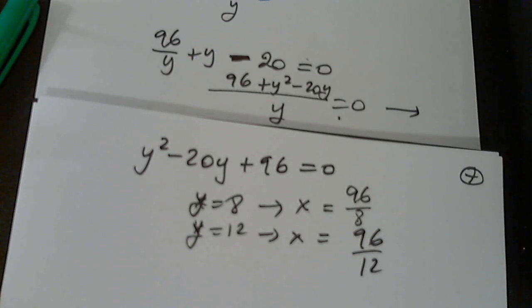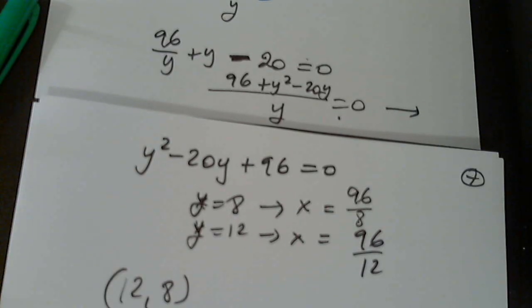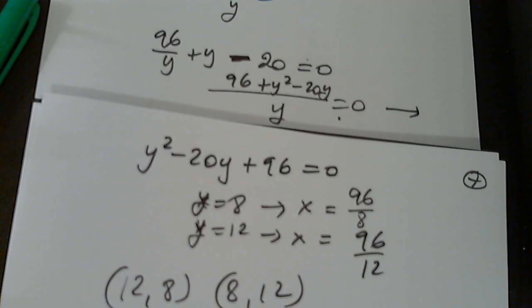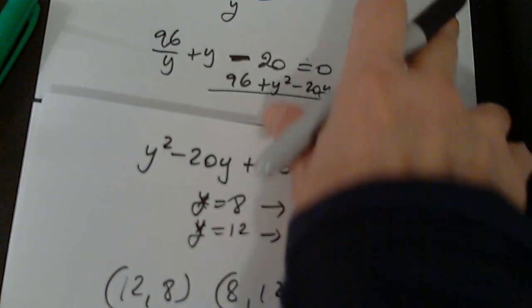So again, with my 96, I have 96 divided by 8. It's a little bit strange, but okay. So 12 comma 8, we're going to check them in a moment. And then 96 divided by 12, and I get 8. Okay, fine. So then 8 comma 12. Good. Okay, that's perfect.